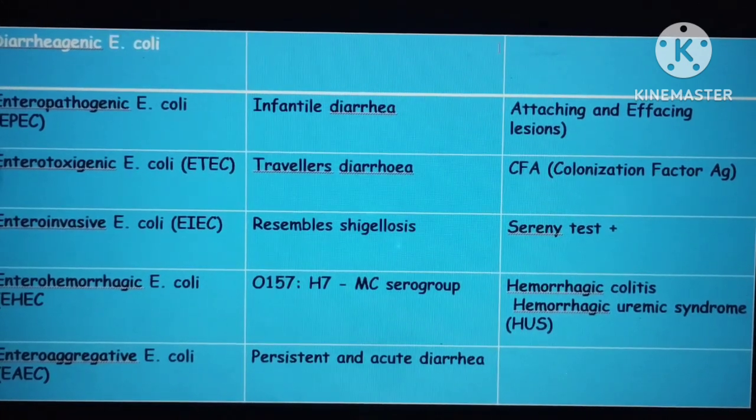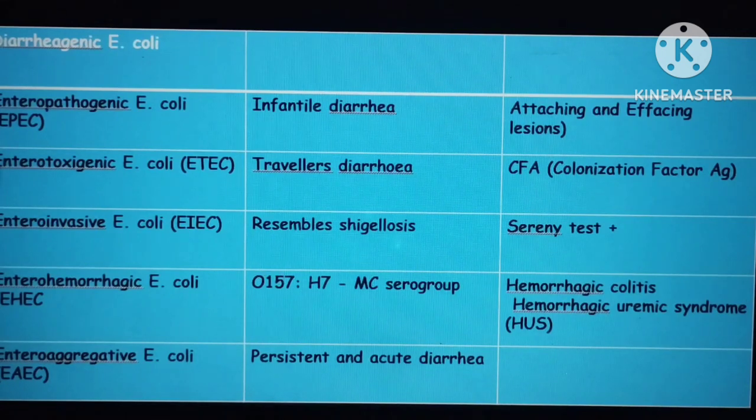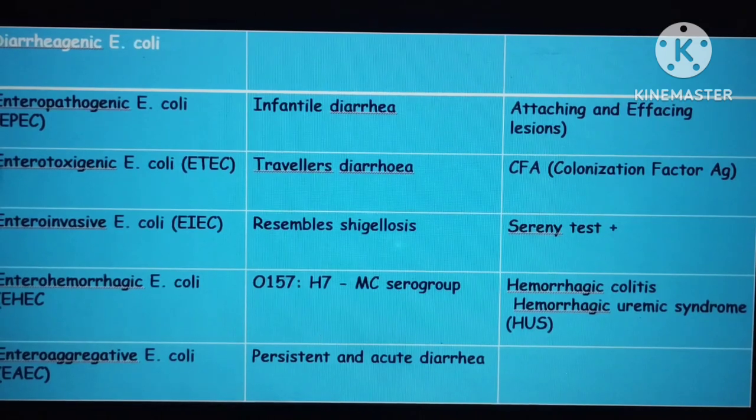Okay, so next it is enterohemorrhagic E. coli. This is important, that is O157:H7. O157:H7 is the most common serogroup causing this type of infection, and it usually causes important complications like hemorrhagic colitis and hemolytic uremic syndrome. Enteroaggregative, A for A, causes acute diarrhea, and it also causes persistent diarrhea. So this is an important table and you want to remember this.